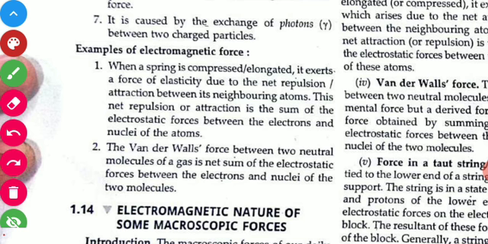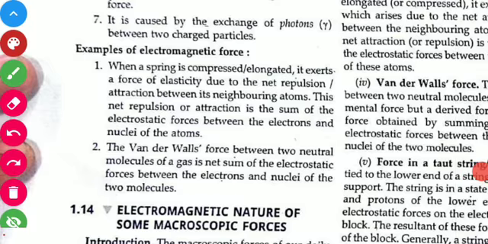When we try to compress the spring, it tries to expand. It will oppose us: when we press and compress the spring, it will try to expand. Why is it opposing? It is opposing due to the electrostatic force between the atoms. This we will study further and in depth in the chapter of mechanical properties of solids.